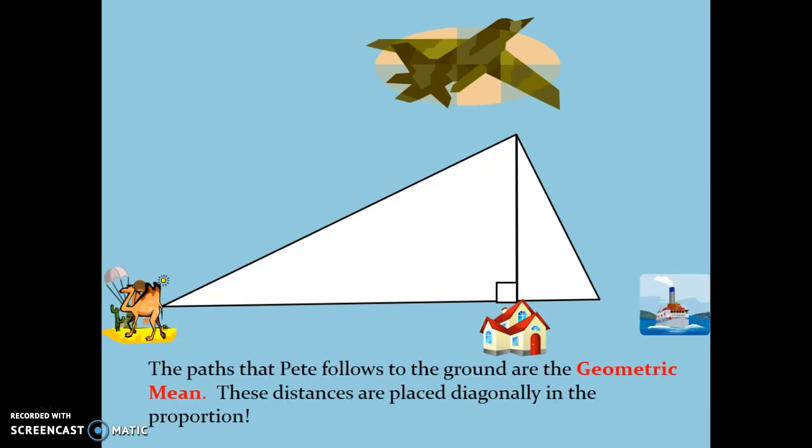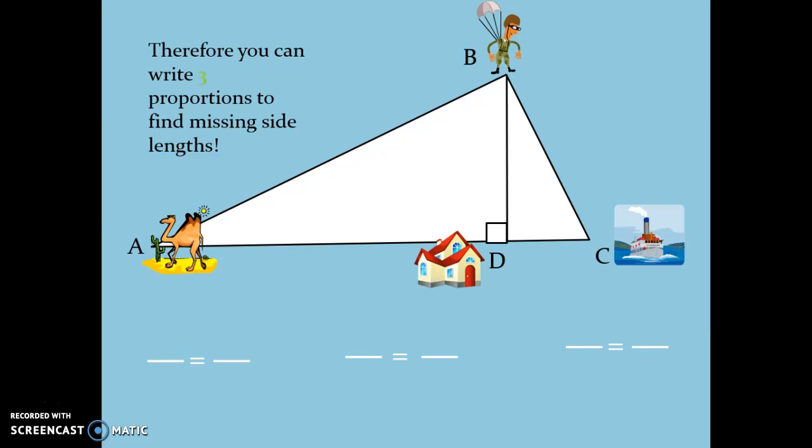Okay, so the path that Pete follows to the ground, one of those paths is your geometric mean. Those are placed in the diagonal parts of the proportion, in the means, like we talked about earlier. So he's going to travel any of these paths, and those paths are your geometric mean. Because of that, we can use three proportions to find the missing side lengths.